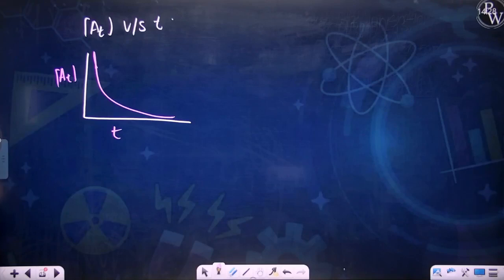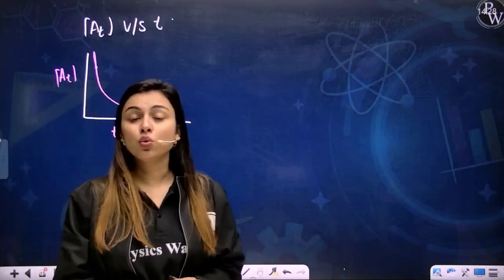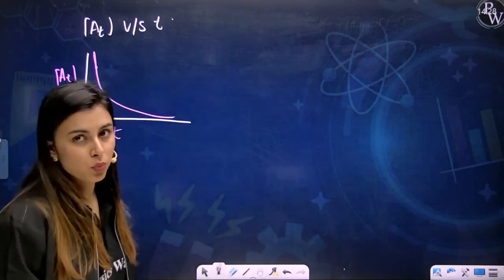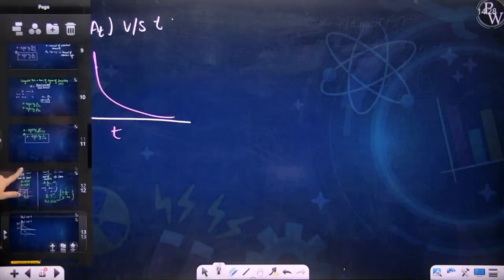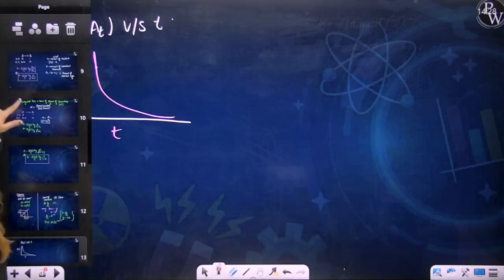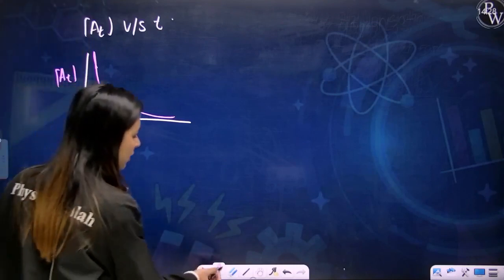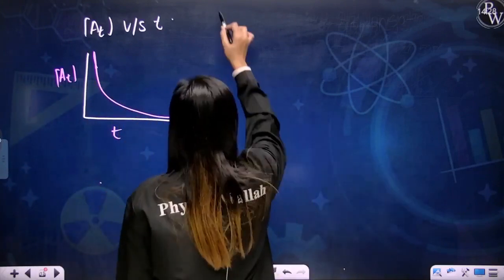Perfect, my dear students. Till now, everything is clear. Okay. Now let's try to understand a bit more. So the expression which we calculated in the starting part, let's talk about the expression ln of A naught upon AT. Okay. Let me make a line here.